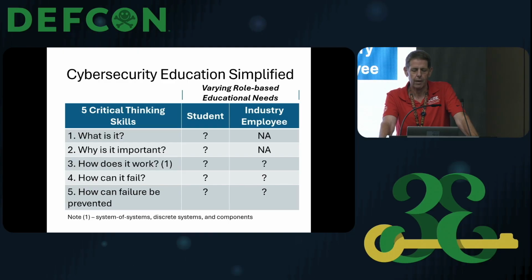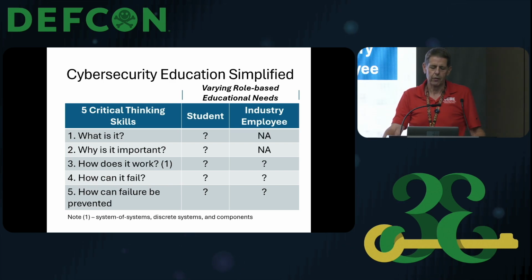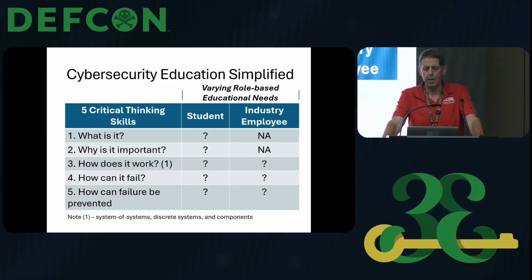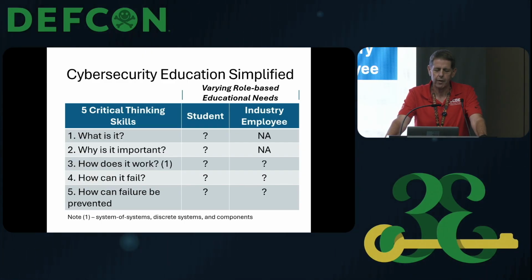So the first one is, what is it? What is a ship? Why is it important? Why are some of the subsystems more important than others? If you're setting up your security scopes, how does it work? How can it fail, and how can failure be prevented? So what you don't want is some cyber hazard contributing to a loss. And so then what you find is that there's varying role-based educational needs.